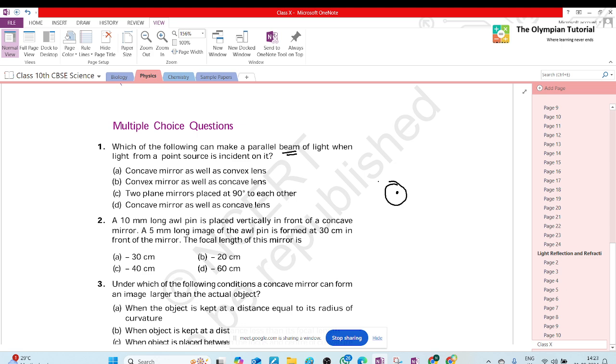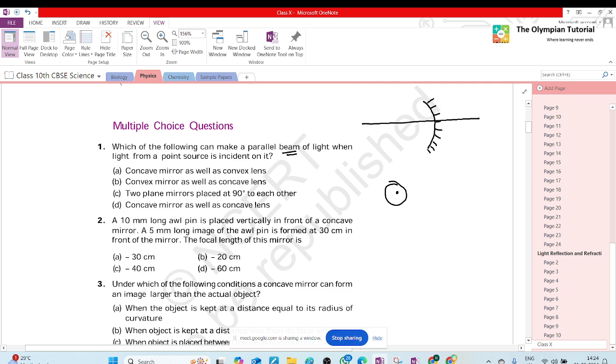Thania, you can also reply. Ma'am, light from a point source. Ma'am, but we know that concave and convex mirrors can only reflect a parallel beam of light if it's passing through the focus. So which option? So it's not concave and convex mirror for this question. Ma'am, I thought light from a point source is also going as a parallel straight beam of light.